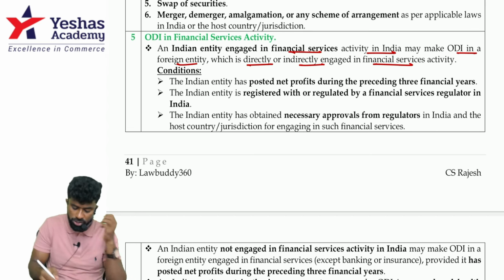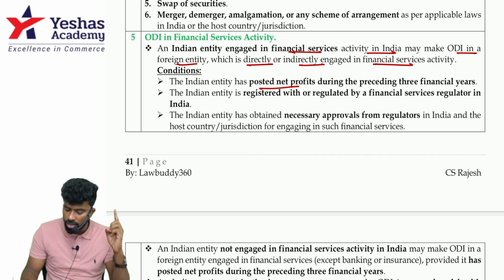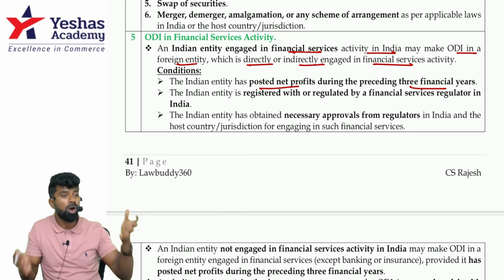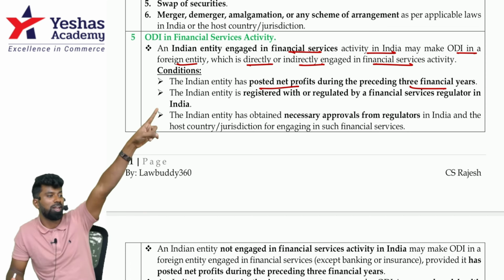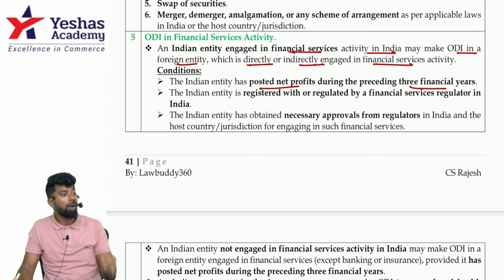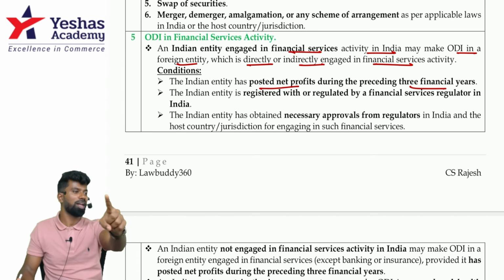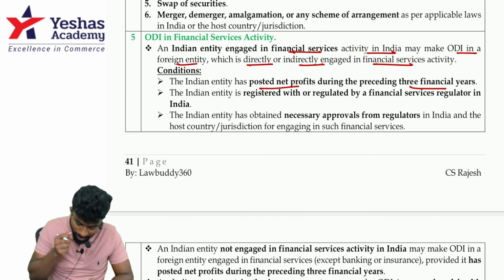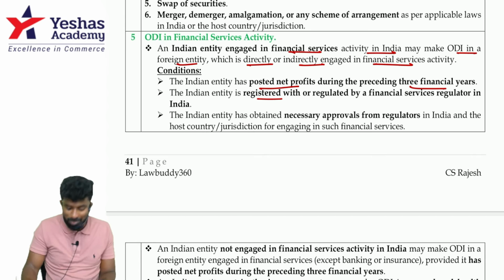Yes. What is the first condition? The Indian entity has posted what? Net profit. What profit? In the preceding how many financial years? 3 financial years. If it is in loss, if it is sinking, you cannot make a foreign investment. What investment? Foreign investment. What should you have? Profit. What should you have? Profit. Second one, the Indian entity is registered with or regulated by what?